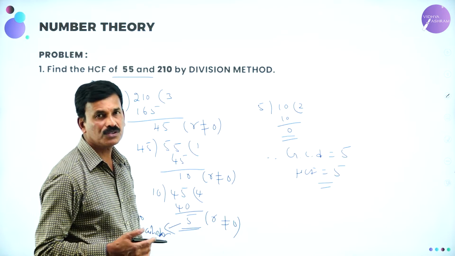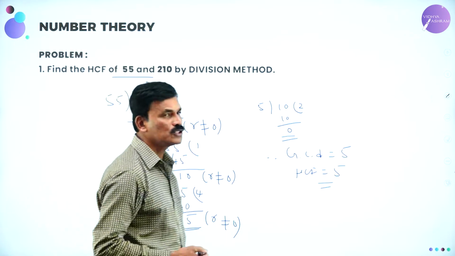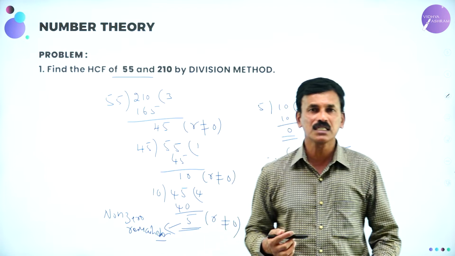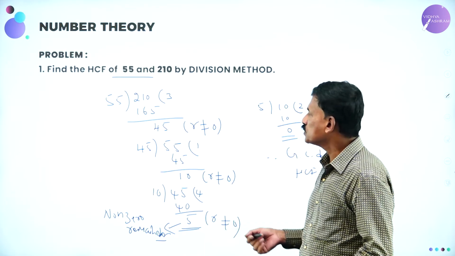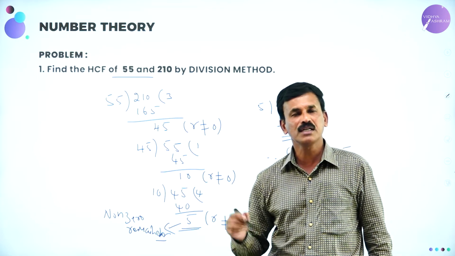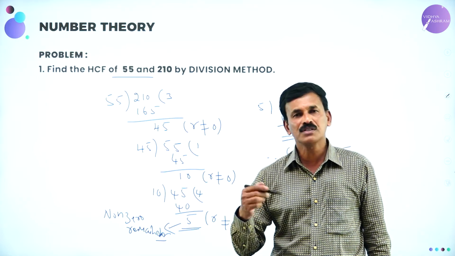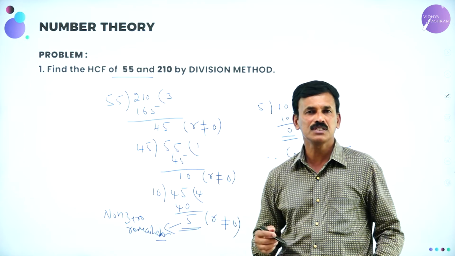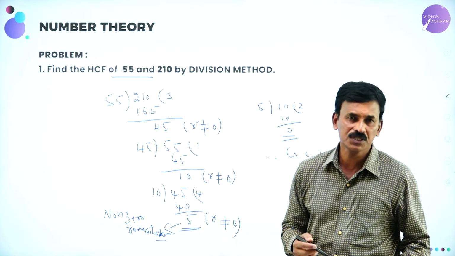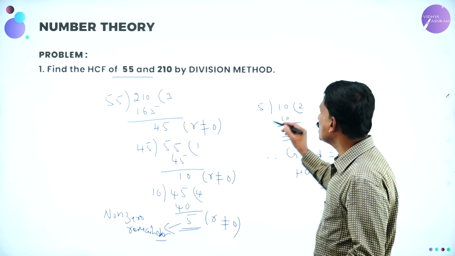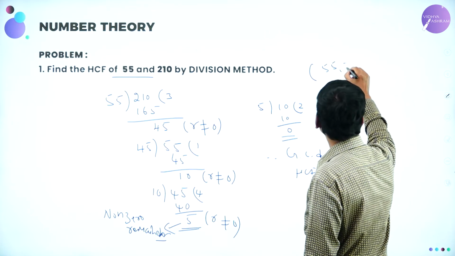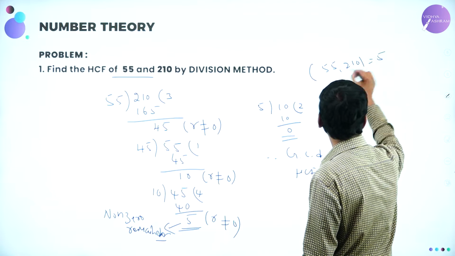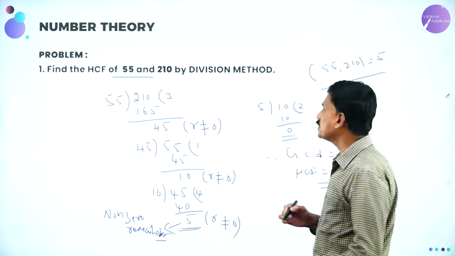This is how we are going to find it. This method is called the division method, that is, Euclid's algorithm method, to find the HCF or GCD of numbers. Very simple method. Just go on dividing by the remainder until you get 0. The last non-zero remainder is the GCD. That's it. How to represent this symbolically? The GCD of 55 and 210 is 5.